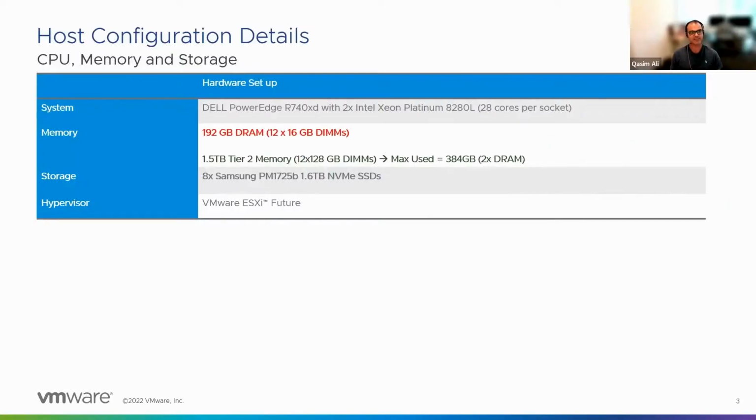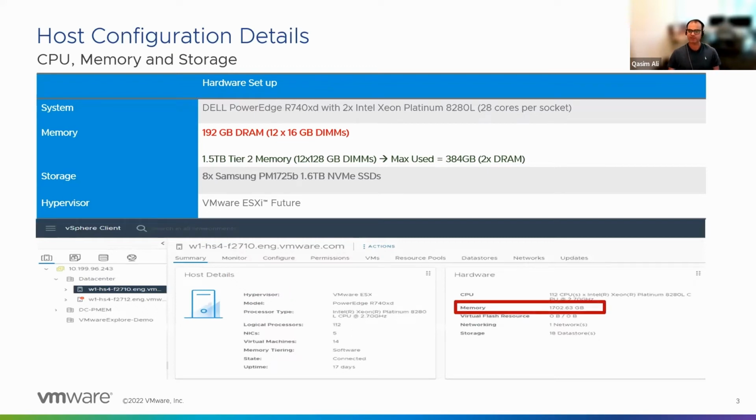Just to begin with, this is the CPU, memory and storage configuration of a host that I work with. So this is a Dell PowerEdge Intel Cascade Lake with 28 cores per socket. So I have 192 gig of DRAM just as a proof of concept. For the tier 2 memory, I have used 128 gigabyte DIMMs. Now, out of these DIMMs, I have just used 384 gig of tier 2 memory, which is 2 times more than DRAM. And the storage I have is read-write intensive NVMe SSDs, and of course, this is a prototype in ESX.